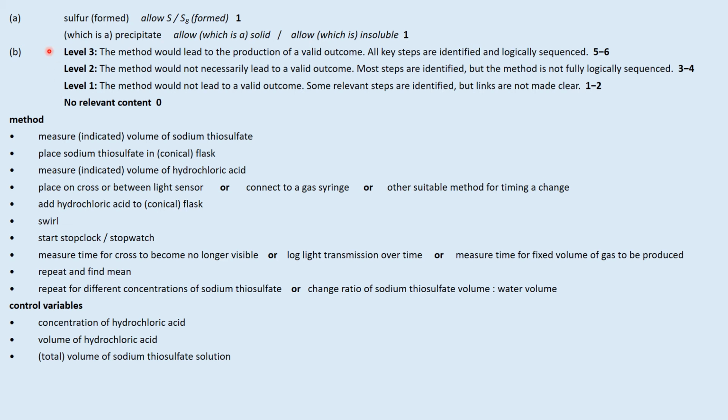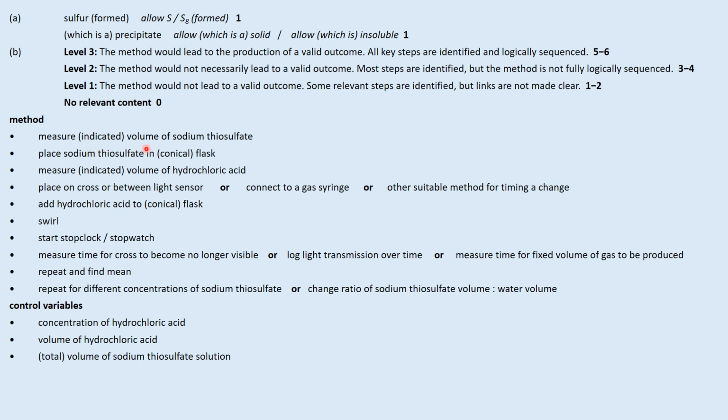Right, so the bit that we were really looking at was part B. Again, you'll notice there's some banding stuff going on here, so to get 5 or 6 marks, you would have a level 3 answer. Notice the language, valid outcome, right, that means the control variables are all in there. So if you don't include your control variables, chances are you are going to be capped in the sort of 3 to 4 zone.